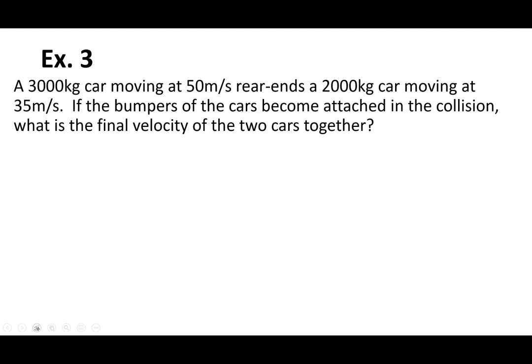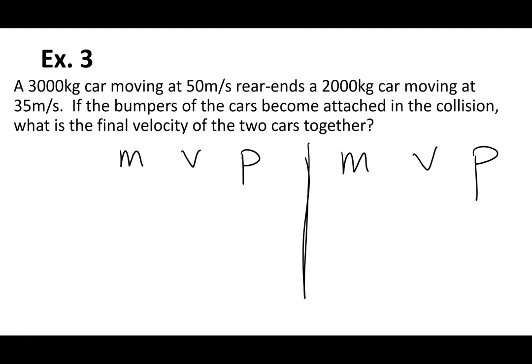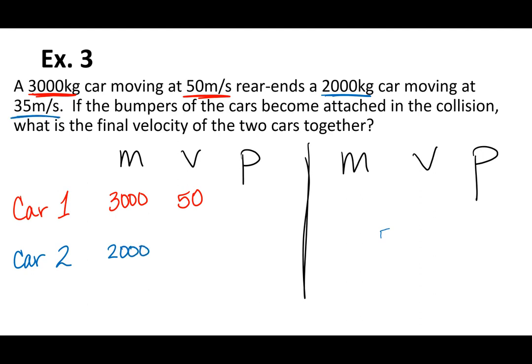So let's do an example. So here's car 1. The first car is 3,000 kilograms. It is going 50 meters per second. The second car, it says rear ends another car. That one is 2,000. So car 2 is 2,000. And it is also moving at 35 meters per second.